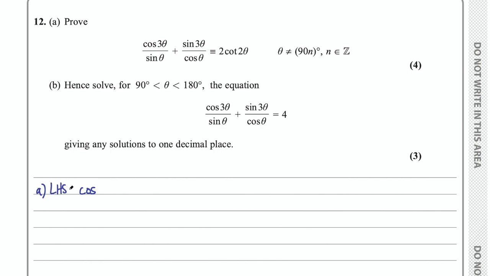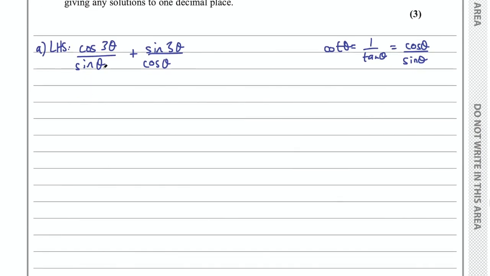So we can say the left-hand side is cosine 3 theta over sine theta plus sine 3 theta over cosine theta. Let's try to simplify this down to 2 cotangent 2 theta. Also, let's remind ourselves what the cotangent is. That is 1 over the tangent of theta, which can also be written as cosine theta over sine theta. So we may be looking for cosine over sine. That might show that we've got the cotangent function. Okay, so starting off with this one here.